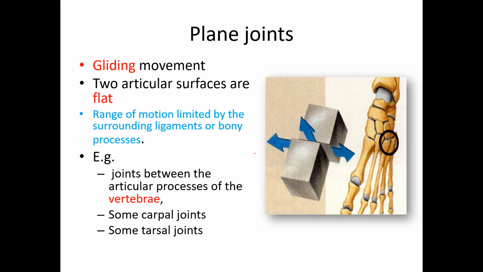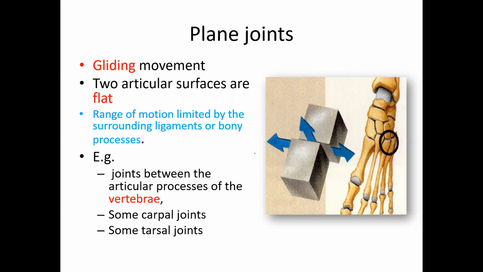So these sort of joints you see in joints between the articular processes of the vertebrae, okay, and carpal bones and tarsal bones, right? So if you look at the surfaces of these bones, and if they are mostly flat, then we call them plane joints, right? Sometimes there can be a slight cavity and a slight elevation, right? So there may be debate about whether it's actually a plane joint or not, right? But as long as the surfaces are generally flat, we call them a plane joint.